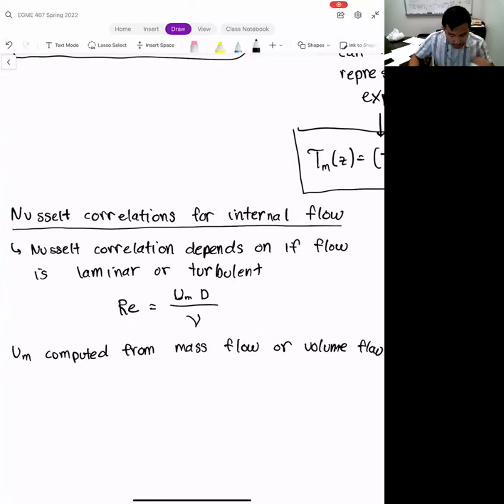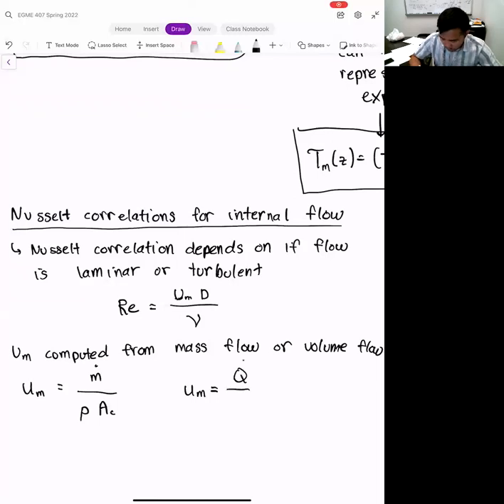If you're given the mass flow rate, the mean velocity is going to be the mass flow rate, m dot, divided by rho multiplied by the cross-sectional area. The cross-sectional area most of the time is going to be the area of a circle, if we have circular pipes, which we do most of the time. Or if you're given a volumetric flow rate, that will be something like meters cubed per second or milliliters per second.